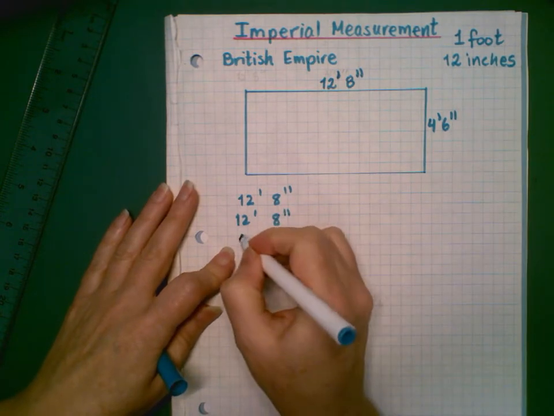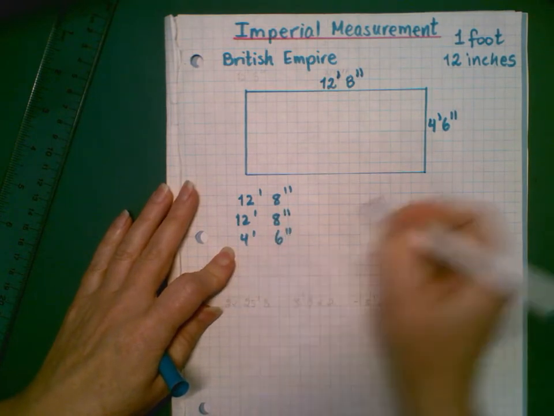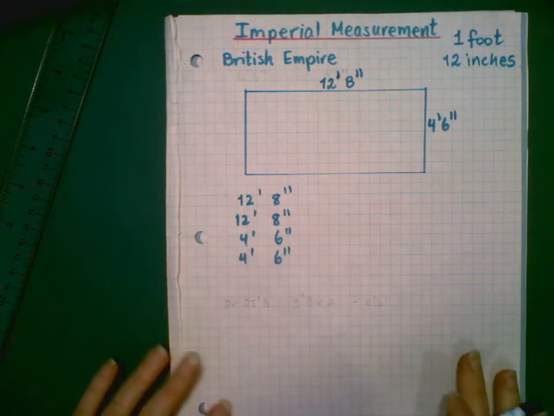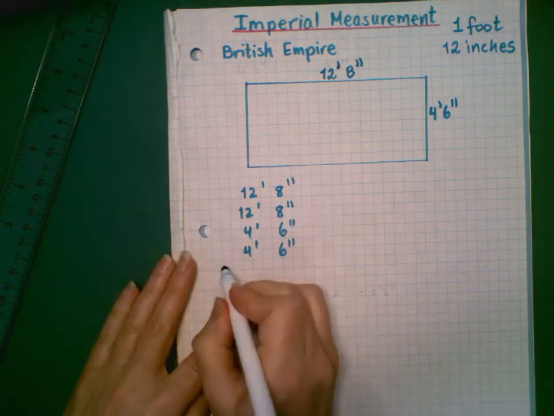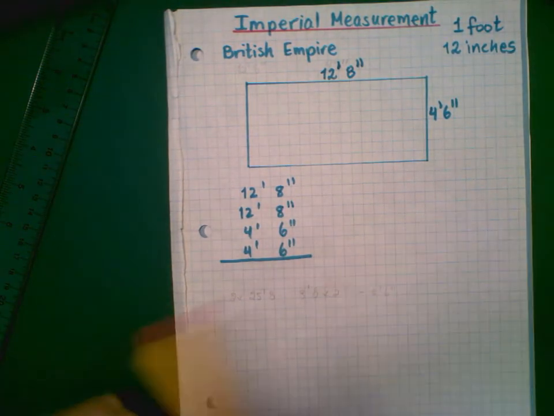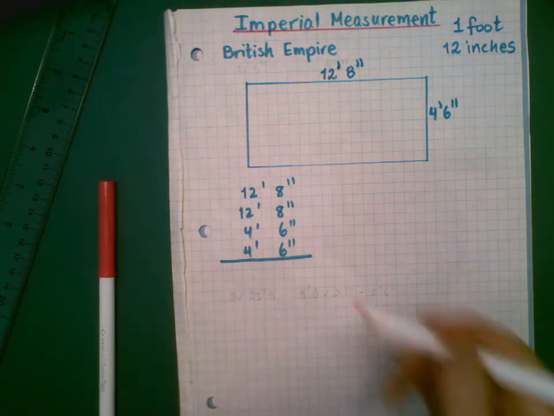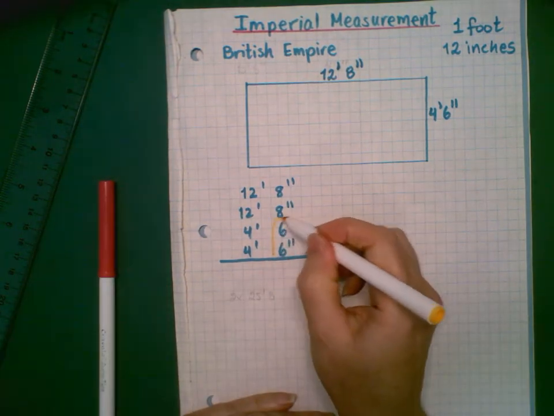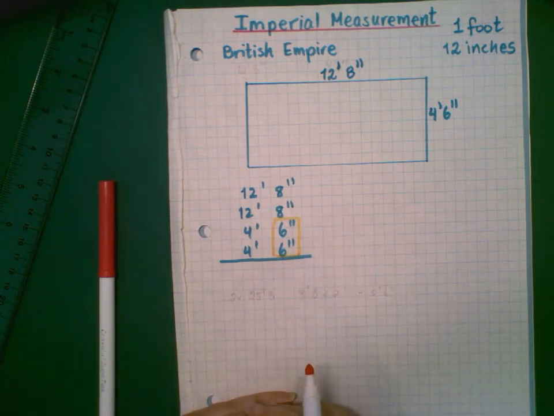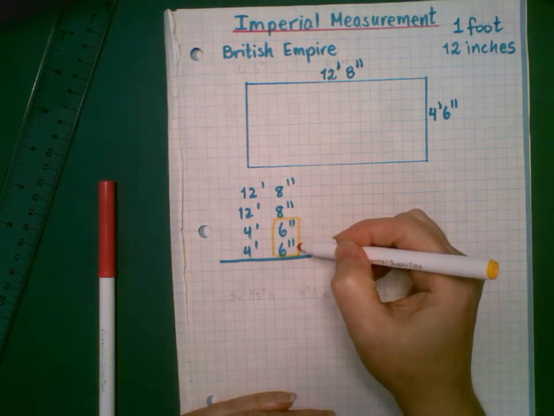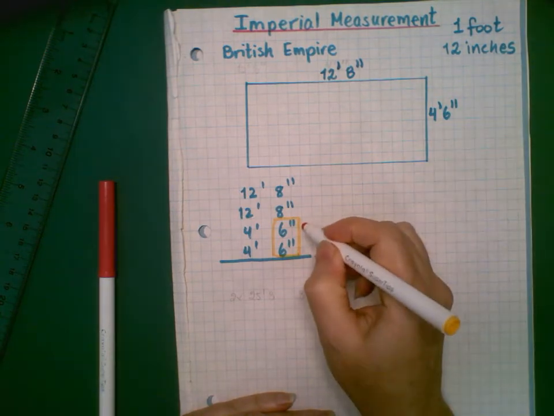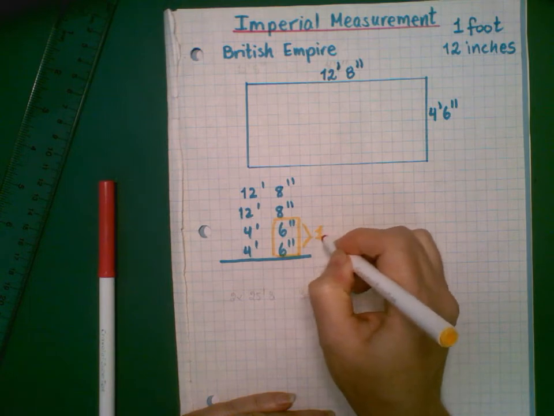and I would have 4 feet 6 inches twice, like that. And I need to add that all together. There's a bit of a conversion that I'm going to have to do. So right here, I've got two 6-inch pieces. When you put two measurements of 6 inches together, that's 12 inches. So that means that those two together are 1 foot.